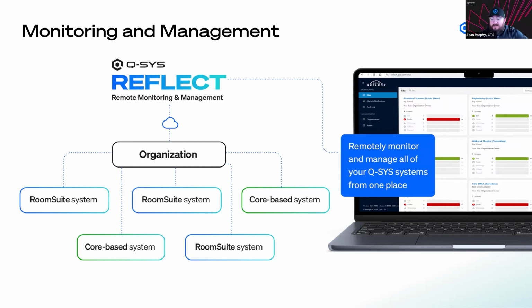So we've designed a couple different types of RoomSuite systems. Let's look at how to deploy them at scale. Q-SYS Reflect is our cloud monitoring and management tool. Within Q-SYS Reflect, we have two tiers: normal Reflect and then Reflect Plus. But Reflect allows for remote management of all Q-SYS devices. This is our cores, our RoomSuite systems, all with a unified core manager interface look and feel.